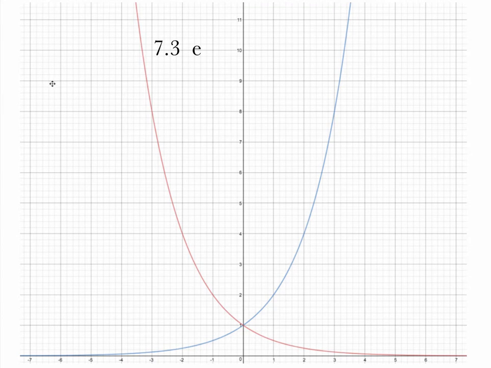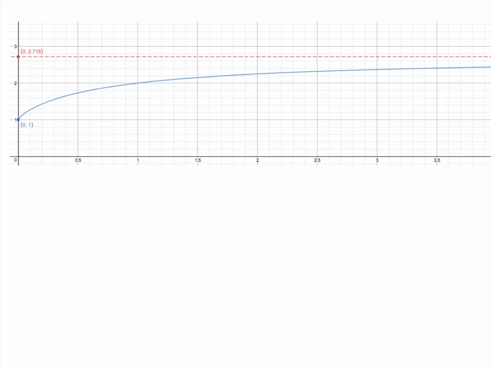Let's look at this really interesting number, the transcendental number e. If you were to graph on your calculator the function y equals (1 plus 1 over x) raised to the power of x, you would get a curve that looks like this. It turns out as x goes off to infinity, this curve asymptotically approaches 2.718 and so on. We are going to call this number e.